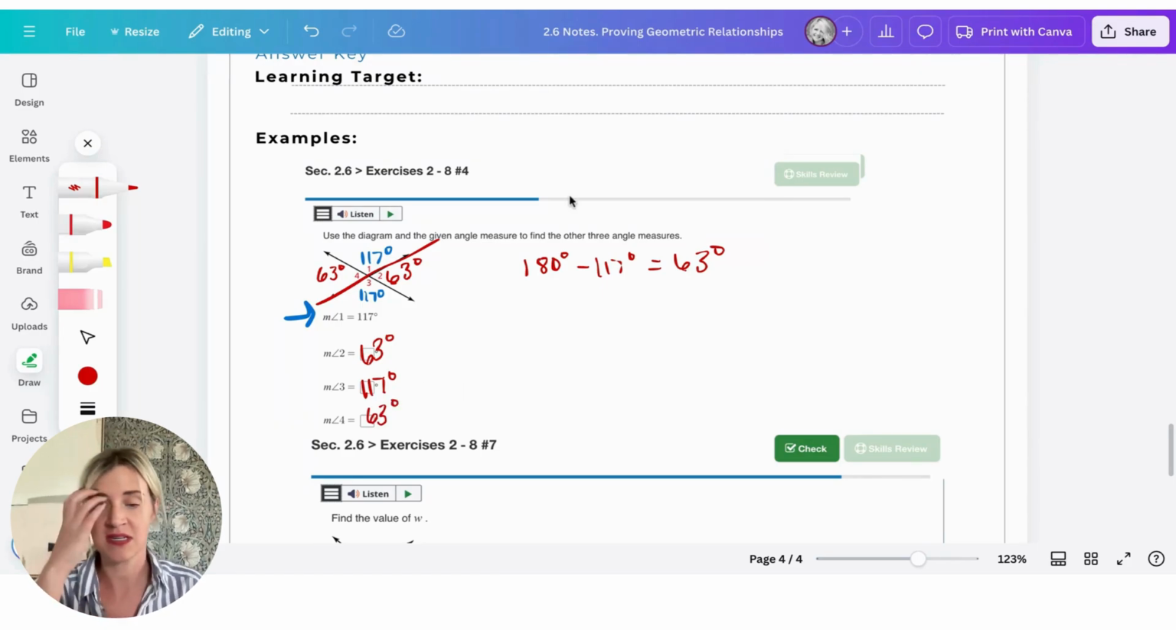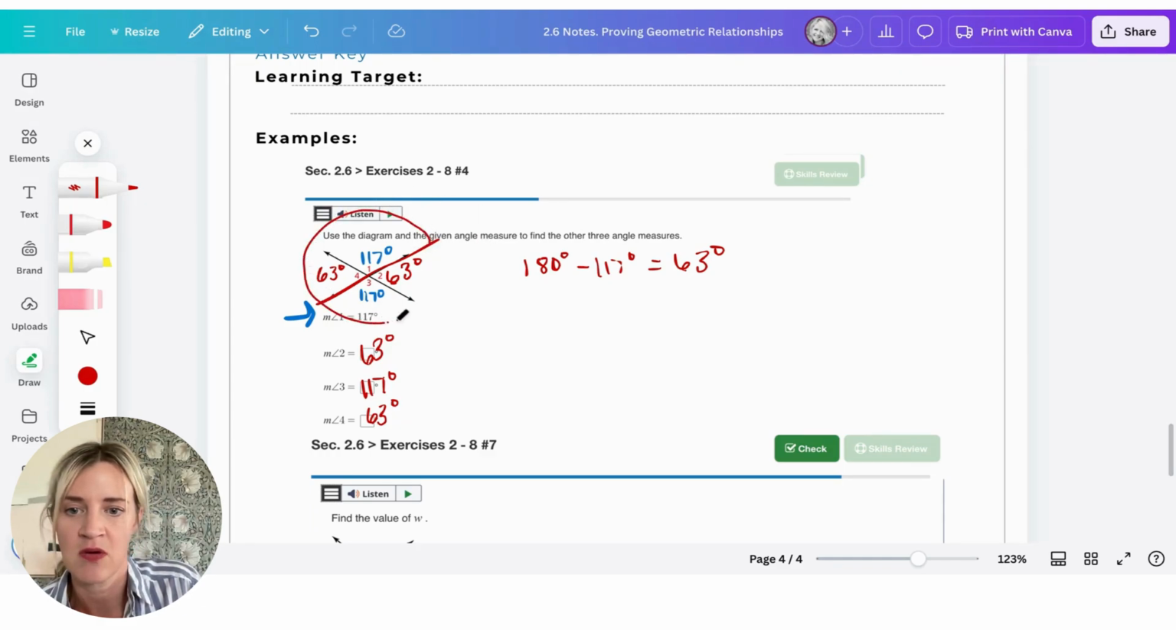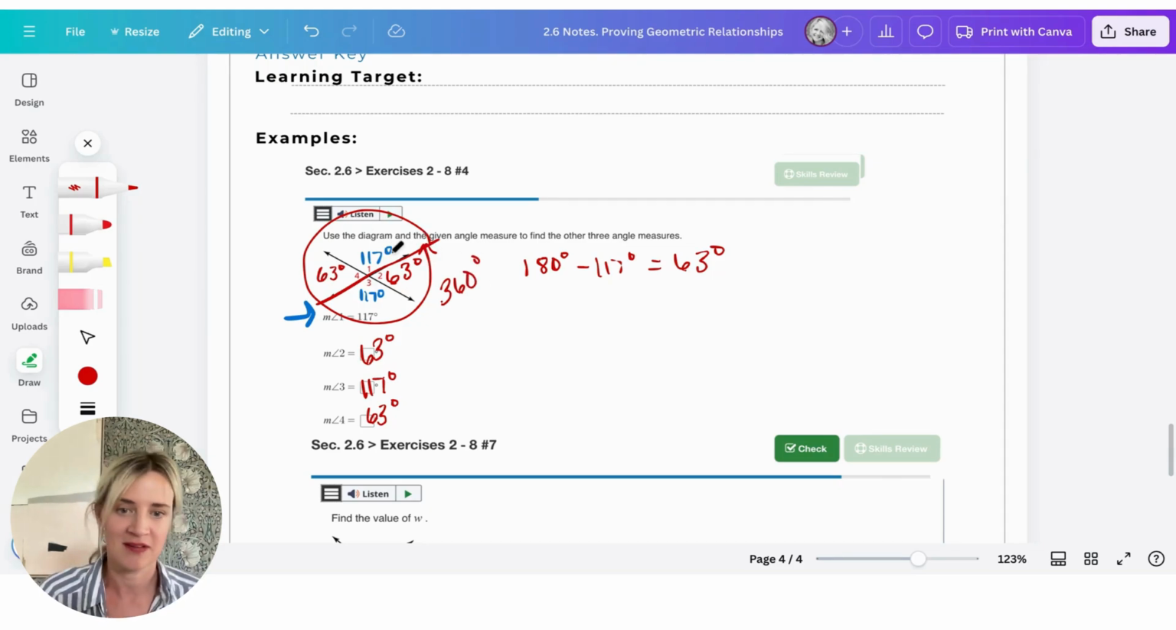Something also to notice, if you have these 2 lines that are intersecting here, if you start here and you go all the way around, what's a whole circle? A whole circle is 360 degrees. So you should be able to add all those up, and they should equal 360 always if you did the problem correctly.